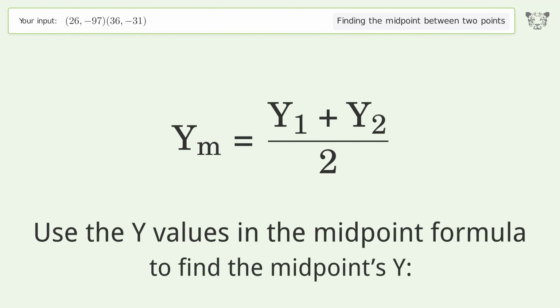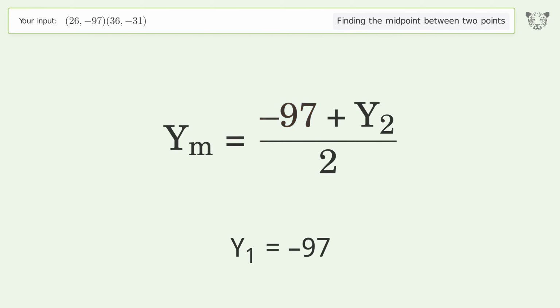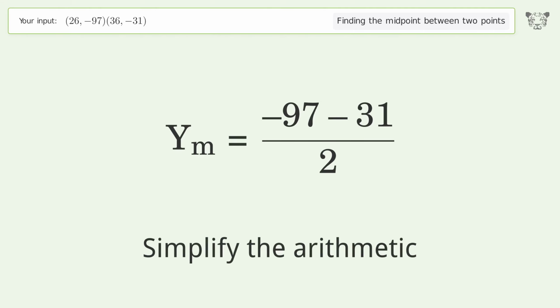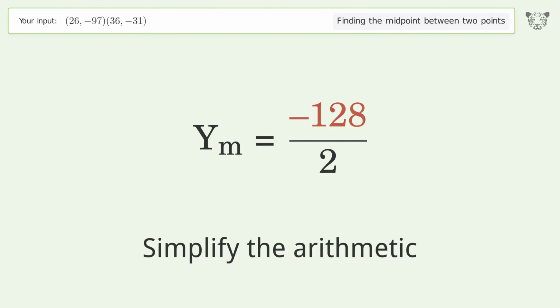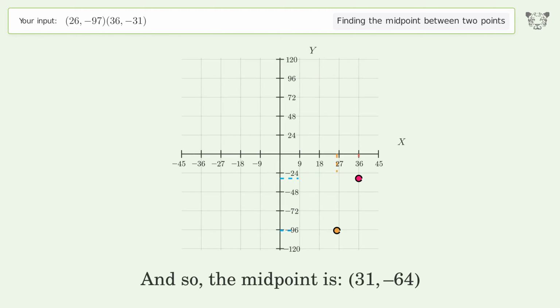Use the y values in the midpoint formula to find the midpoint's y. y1 equals -97. y2 equals -31. Simplify the arithmetic. And so, the midpoint is 31, -64.